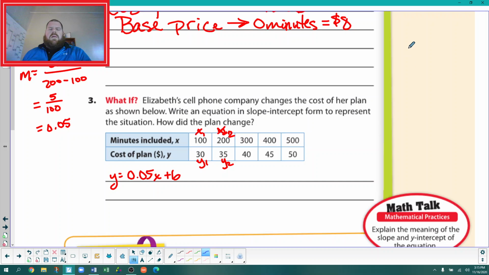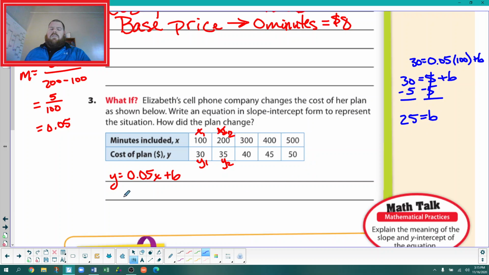Let's move over here to find our y-intercept. I'm going to use this first point in this equation. So my y is 30. Not 100 yet. How about 0.05 times 100 plus b. 0.05 times 100 is 5. So we have 5 plus b. Subtract 5 from both sides. I wish your book showed this step. It would help out a lot. 30 minus 5 is 25, so my y-intercept this time is 25.